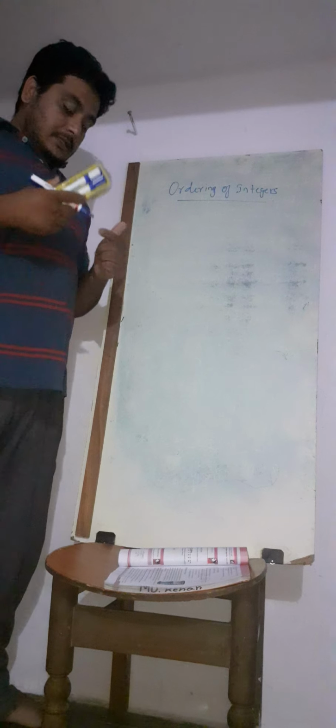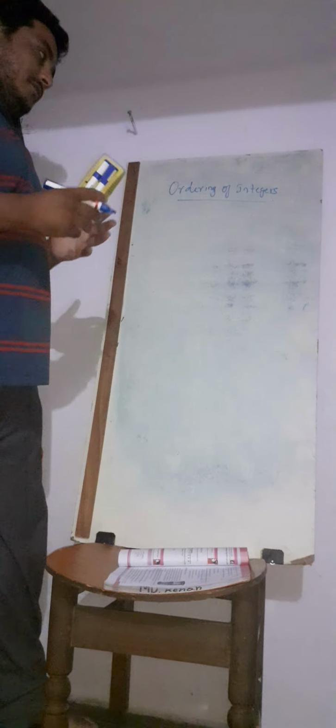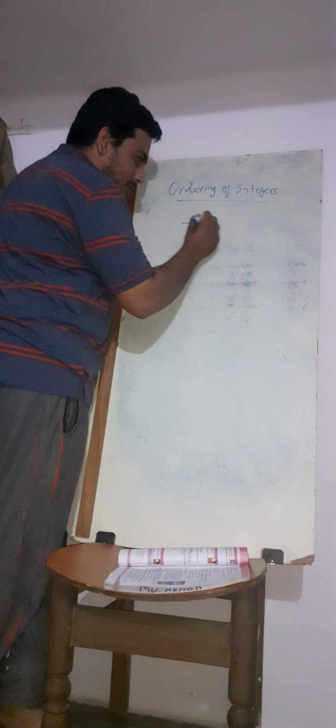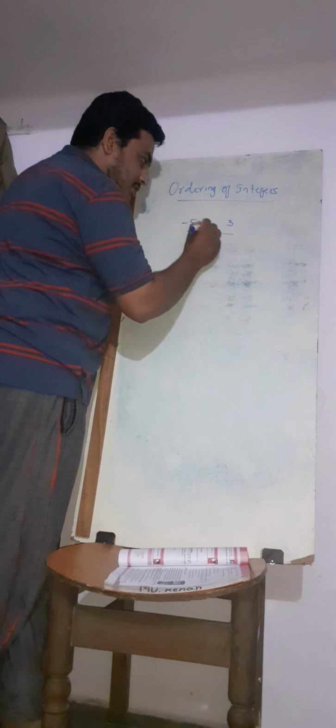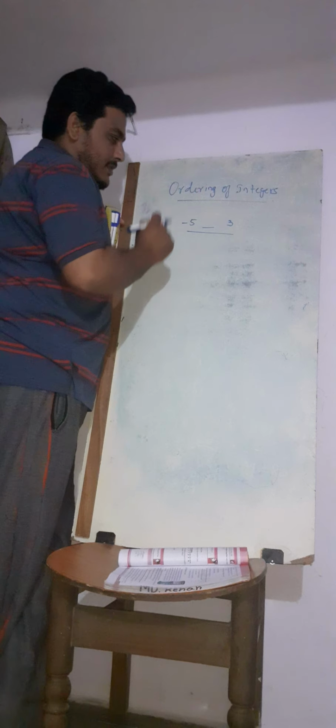It means we need to know which one is greater and which one is lesser. That we need to know first. This is a big number, this is a small number. For example, if two numbers are given to you, say -5 and 3, he will ask you which number is greater of these two.